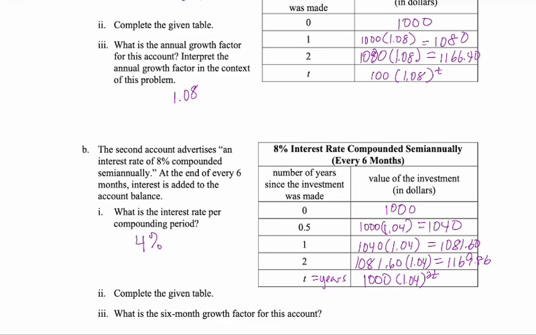So we could rewrite this as 1,000 times 1.0816 to the t. I've just squared that 1.04. It's actually 1.0816. And then rewrite it so it looks a little more like this one. And then we can compare the two, and we see that we do indeed get more money. And so the answer here, the growth factor for 6 months is 1.04. But if they wanted the growth factor for a year, we would have to square that. That's where that one comes from.